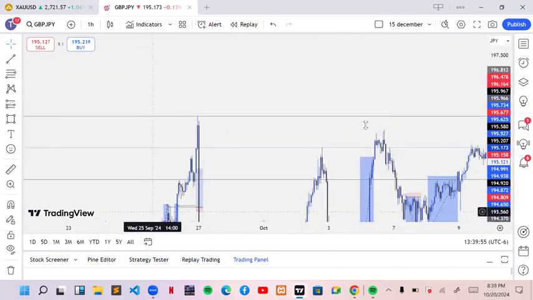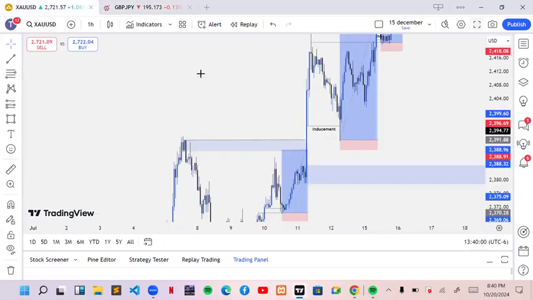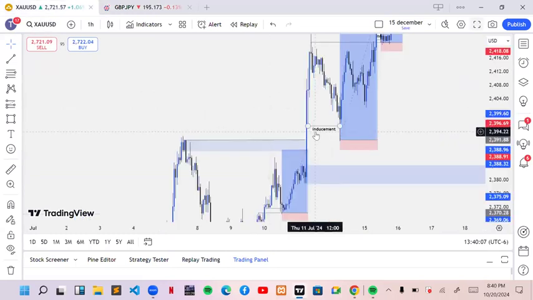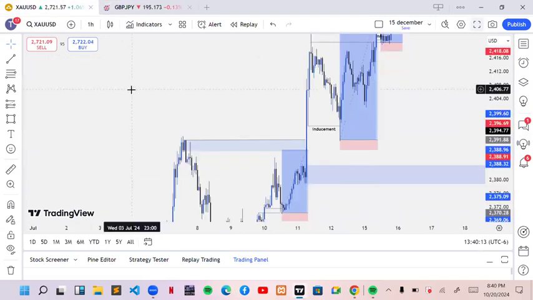Remember, the first rule says there has to be a break of structure or a market structure shift. Pay attention here. There's a break of structure clear here. The second rule says it has to have liquidity protecting it. Liquidity is our first pullback, which is this inducement. The third rule says it needs to be unmitigated. Price needs to not have tapped that breaker block.